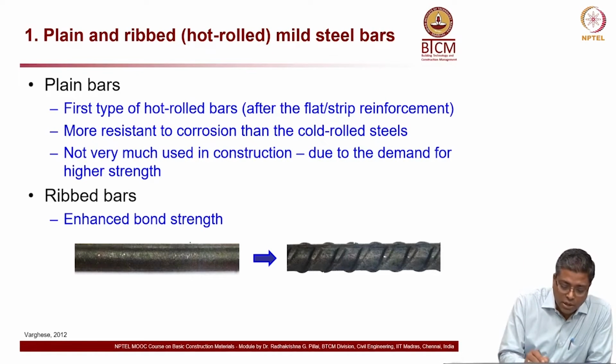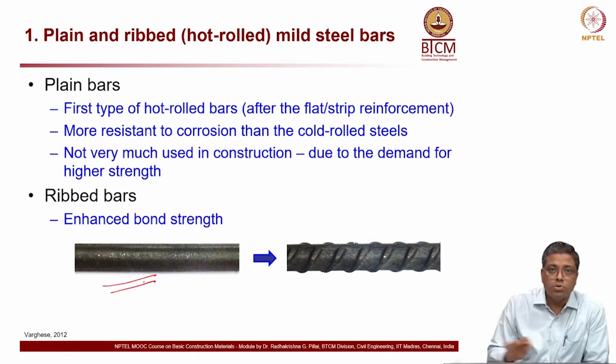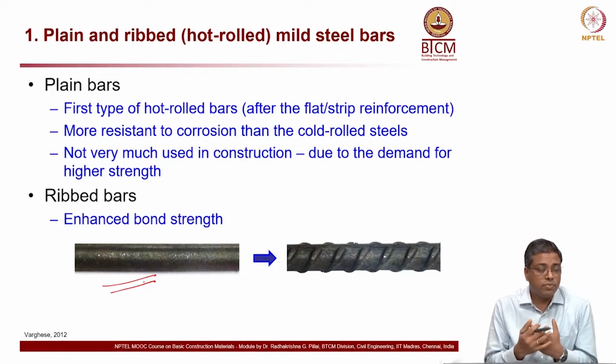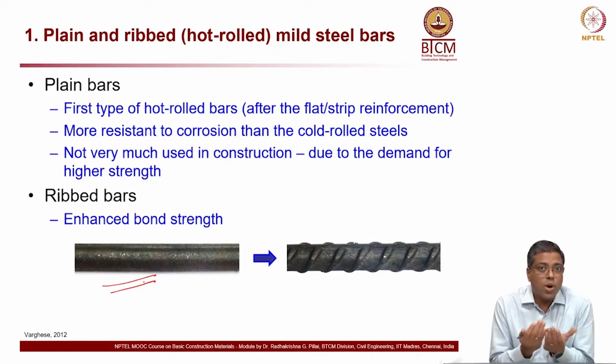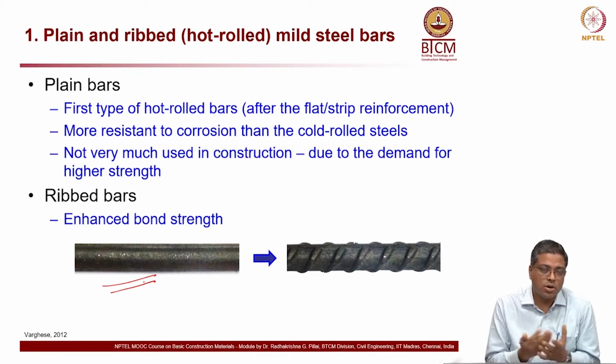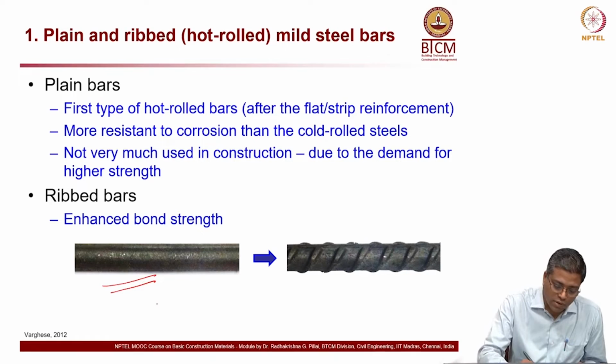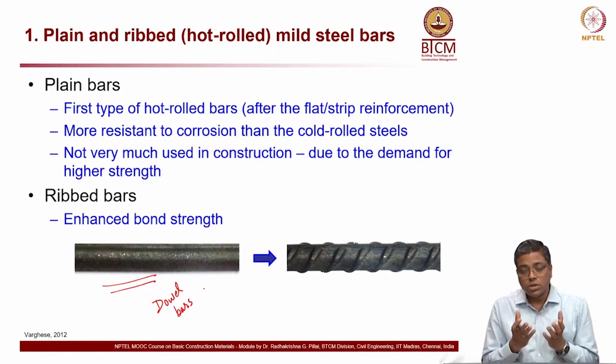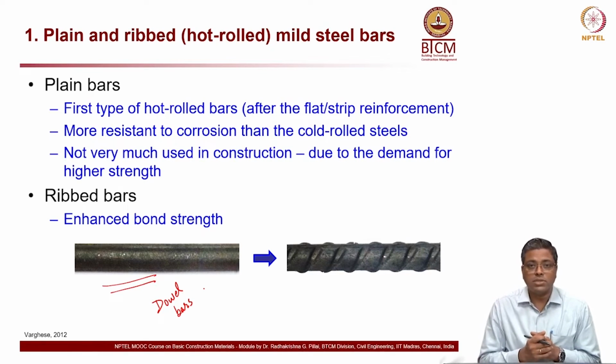Now, plain and ribbed or hot rolled mild steel bars. A plain bar means something like this. It's smooth, there are no ribs on the surface, so the steel has to get very well bonded with the concrete, right? Sometimes in some places you don't want that bond. One example is dowel bars, which we use in highway construction. If you are interested, you can search for the word dowel, D-O-W-E-L, dowel bars, and you will know where these plain bars are used, in concrete highways etc.